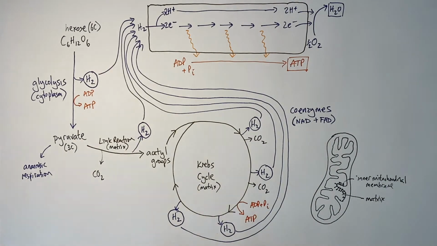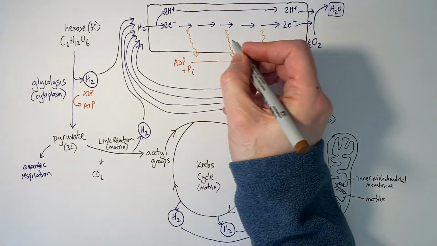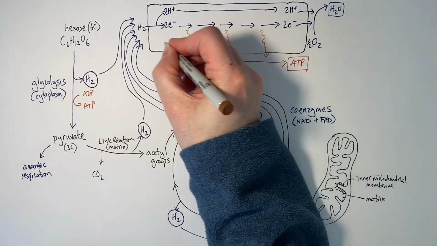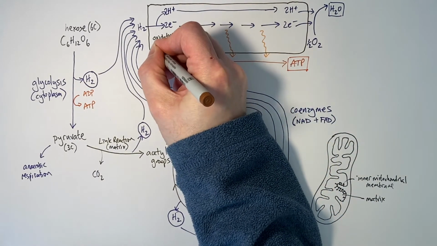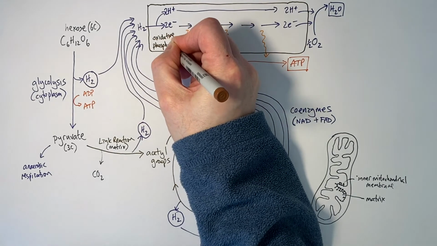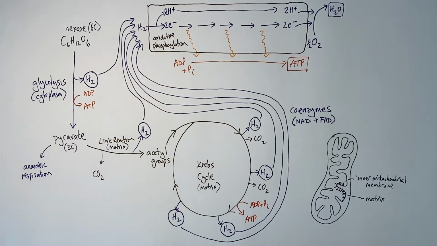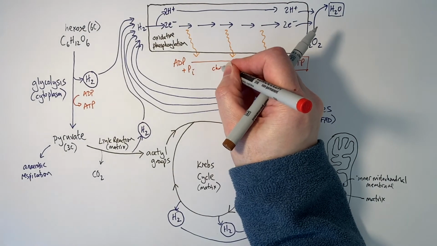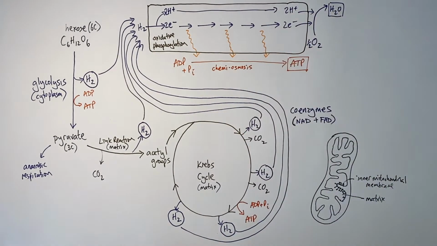So that process is called oxidative phosphorylation. And this process, which is a part of it really, is chemiosmosis, which is exactly the same as what we discussed in photosynthesis.